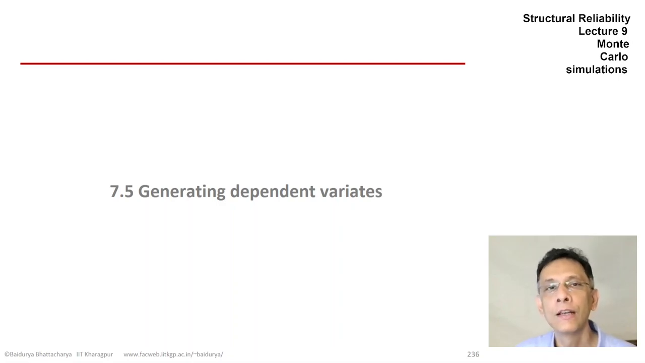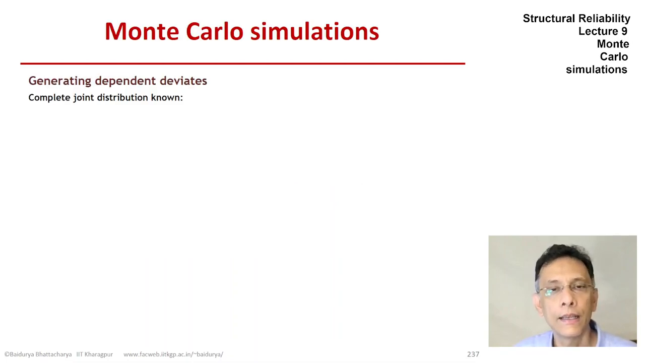We still have a sequence of IID uniform deviates that the computer generates, so we somehow need to use them along with the joint probability information, the dependence information, to obtain the dependent samples that we need. So we'll look at a few cases. The first one is when we have the full dependent structures. We have the complete joint distribution known.